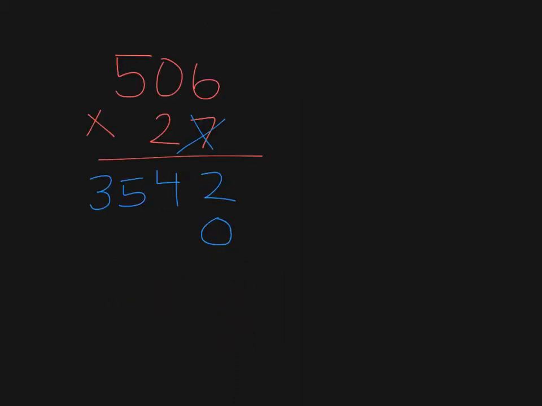Now we do the 2 times 6, which is 12. I carry my 1. 2 times 0 is 0. Add 1 is just 1. 2 times 5 is 10. That's my second partial product. I'm going to add this up now.